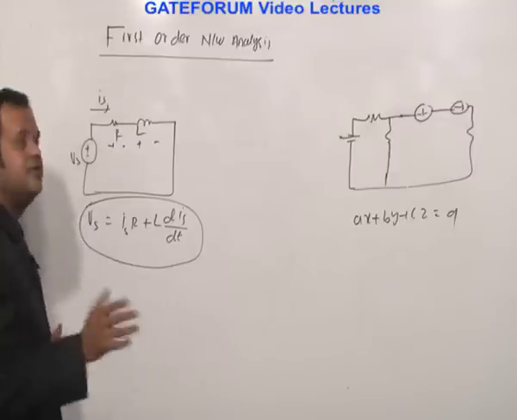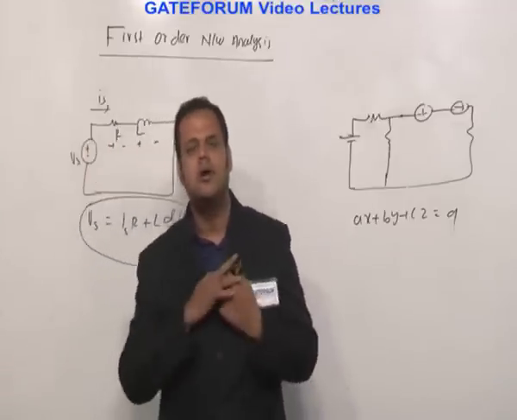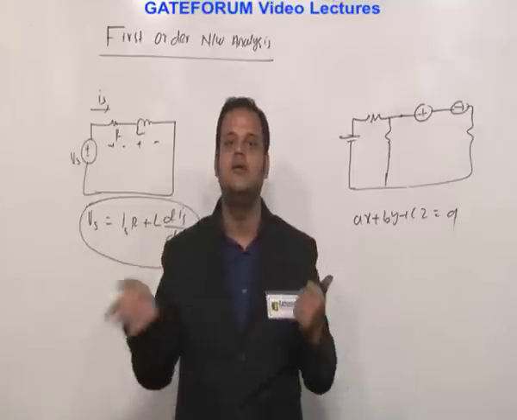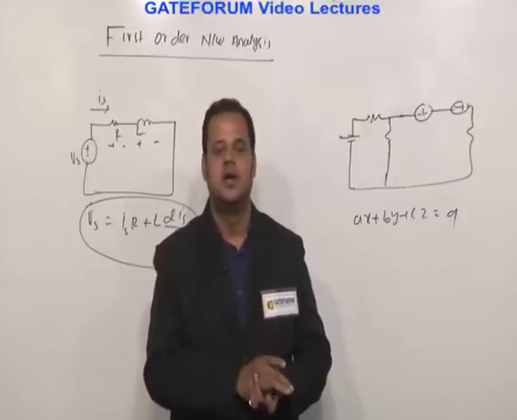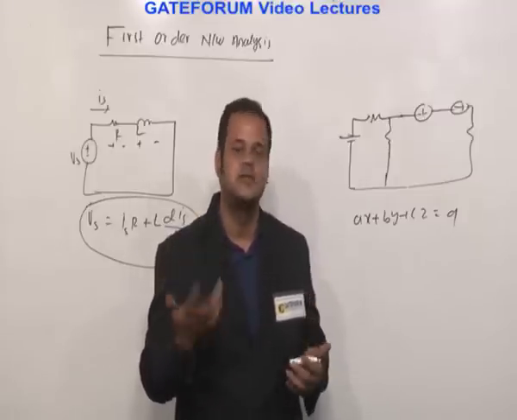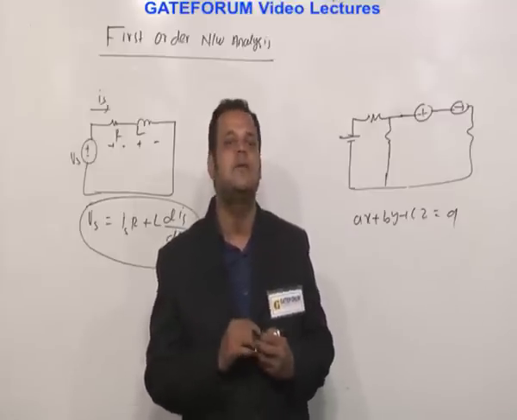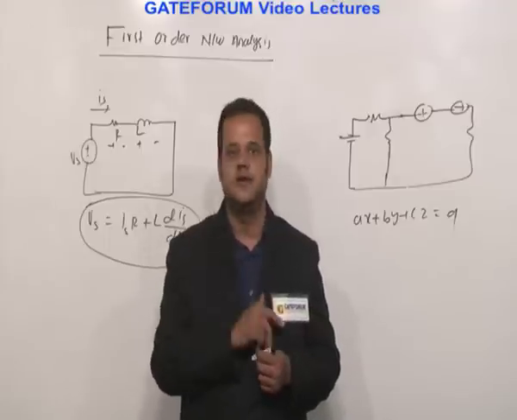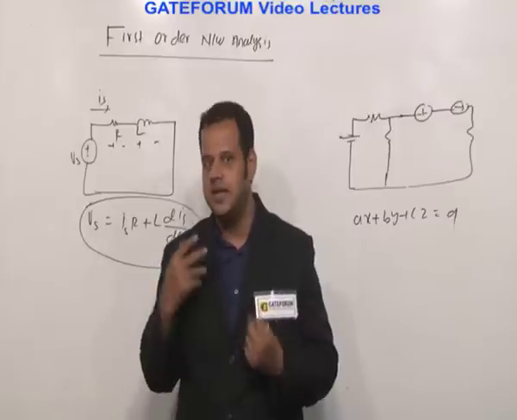Any equation you take, whether you write a nodal equation or a mesh equation, you will never get a second order equation. At max it can be first. And that's also what the questions we are getting in GATE are like. I can say almost 99.99% of the questions from these topics are based on first order. Of course, for second order also some questions are there.